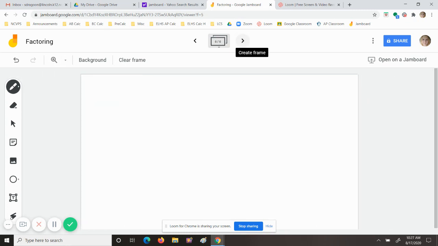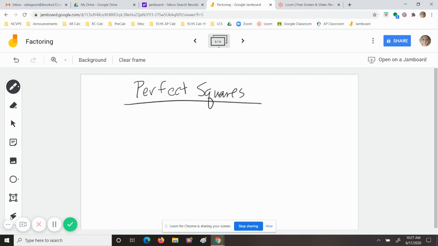Speaking of squares, there's another one that we need to take a look at called perfect squares. This is when we have a binomial that has been squared out, and we're trying to factor it back to that binomial. So let's take a look at the formula for this.